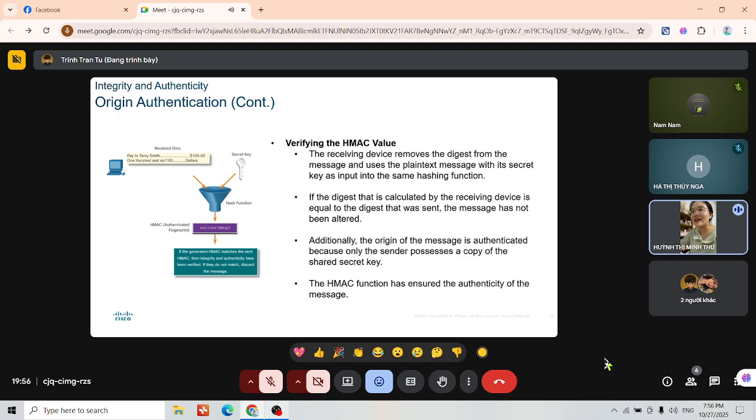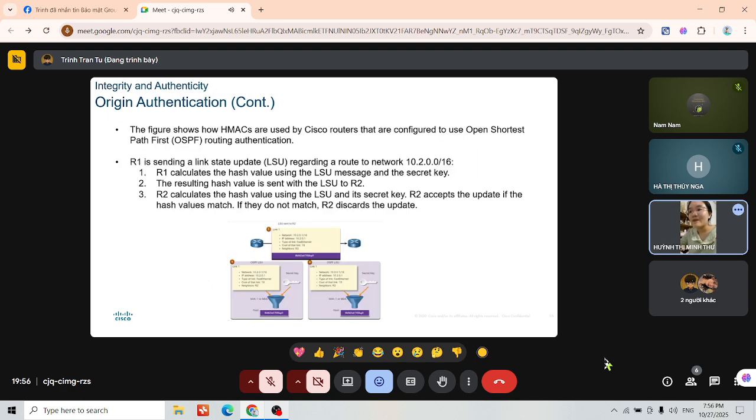Next slide. The figure shows how HMAC is used by Cisco routers that are configured to use Open Shortest Path First routing authentication. We have one, two, three, and next slide.